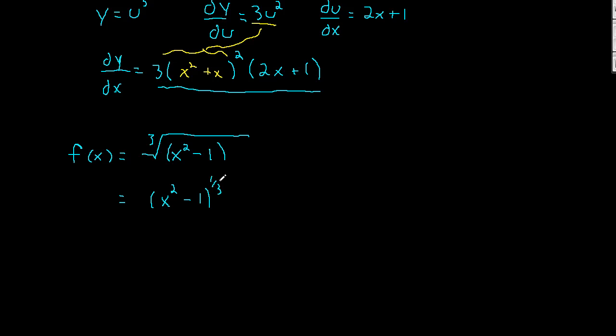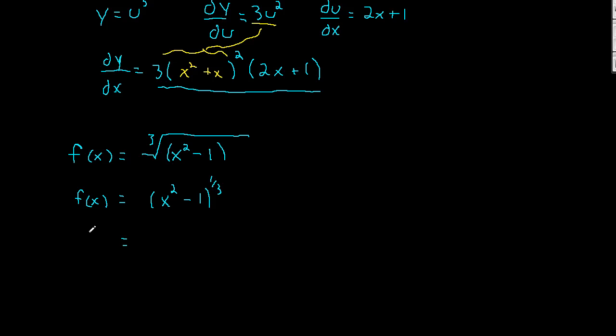Or I should say rational exponents. Okay, so raising something to the 1/3 power is the same thing as taking the cube root of something. So really what I've done is I've turned this into a problem like the previous problem. Alright, so I'm going to first take the derivative of the outside function.